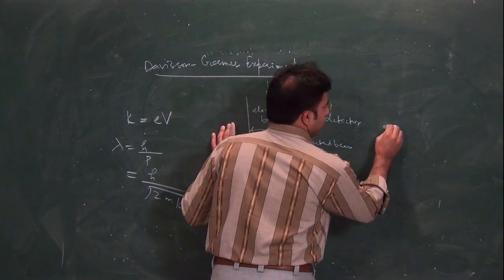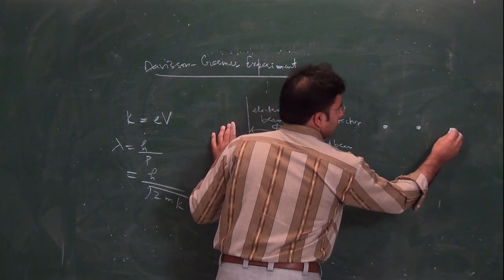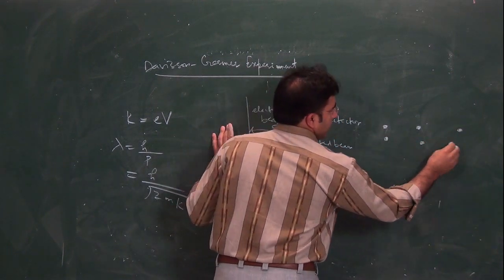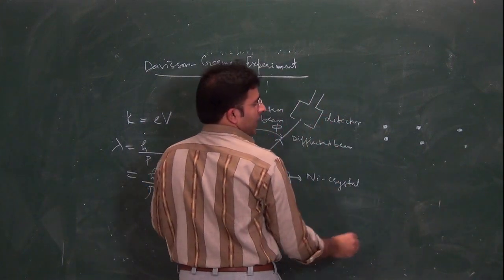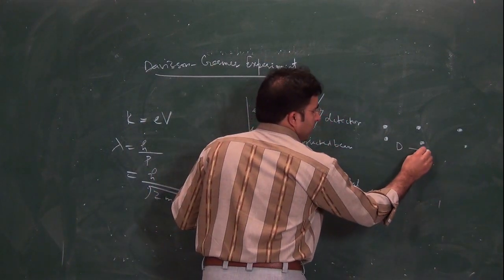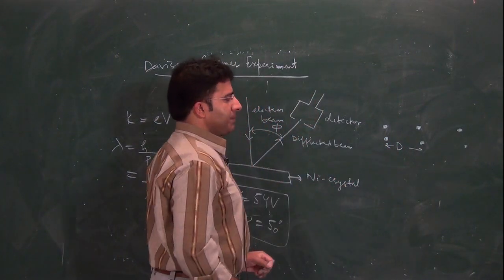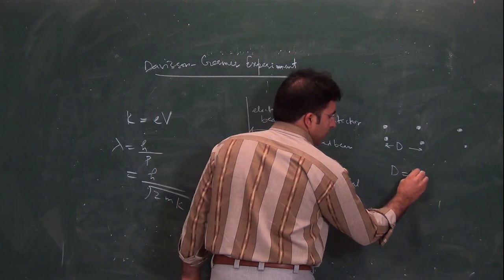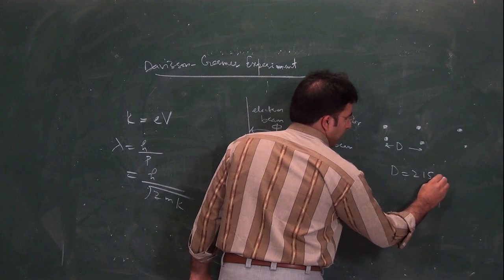They said inside nickel there are atoms. There are different layers of atoms. Now the spacing between two nickel atoms inside the nickel crystal was known. It was 215 picometer.